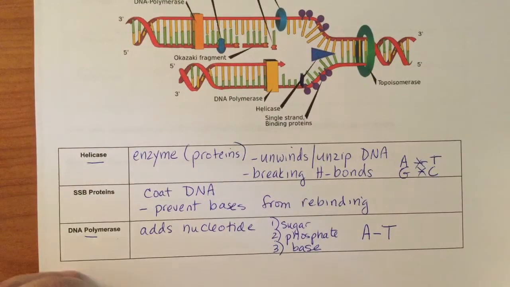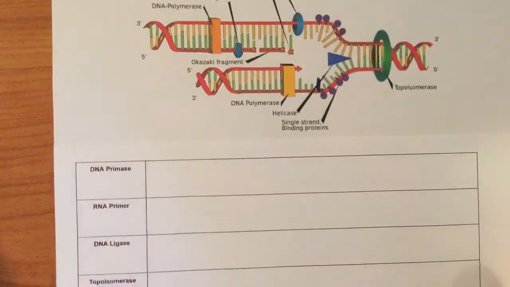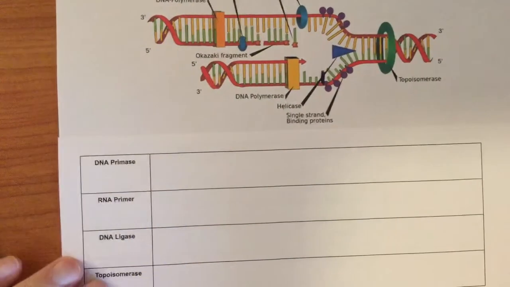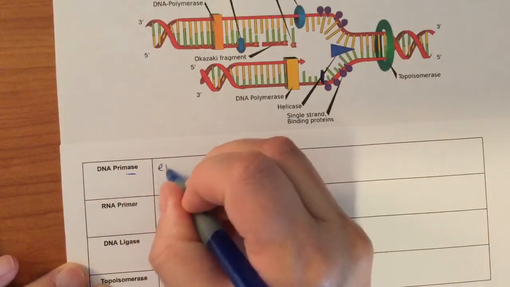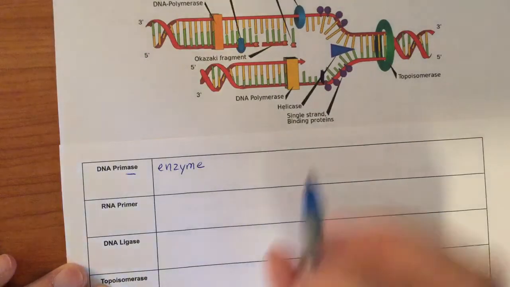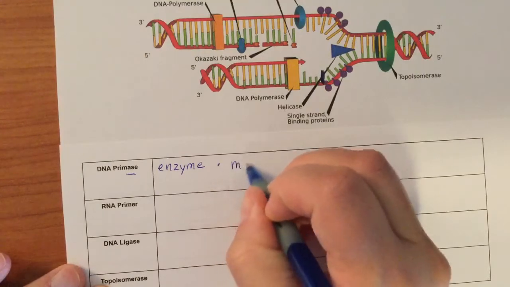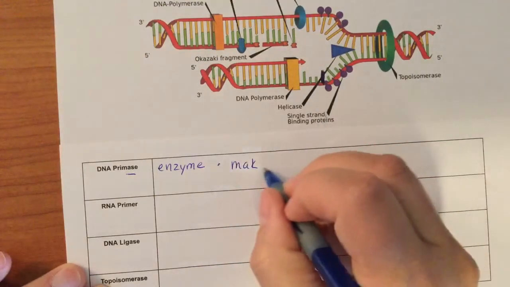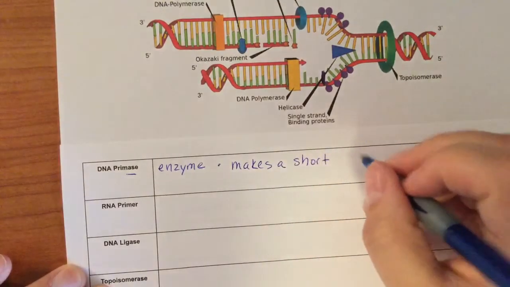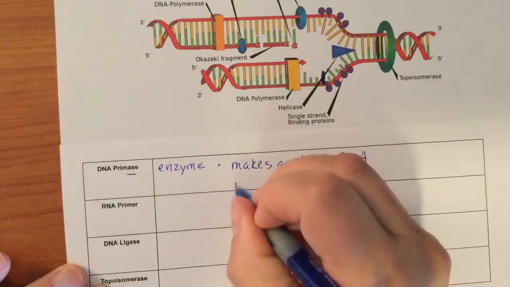Okay, so how does that all work? There are some helpers. The first one's called DNA primase, yet another enzyme, so yet another type of protein. And its job is it's a sequence of DNA that makes something called the primer. So it makes a short RNA sequence, and I know we haven't talked about RNA yet, but we will in just a bit, sequence called a primer.